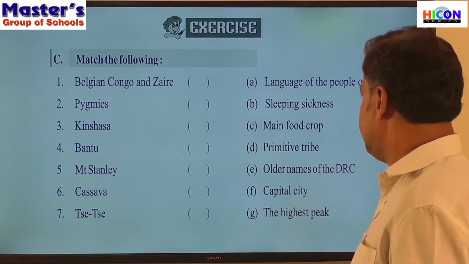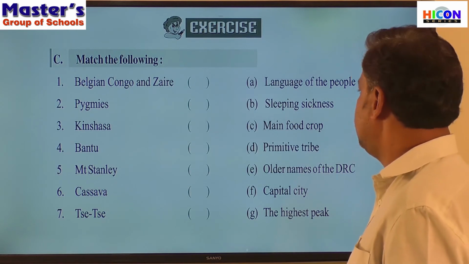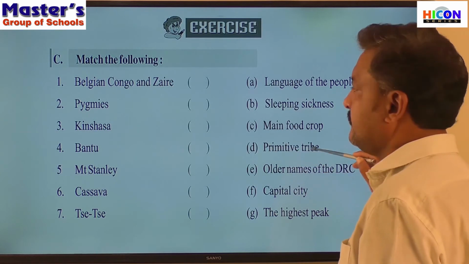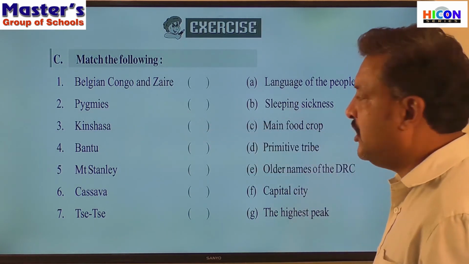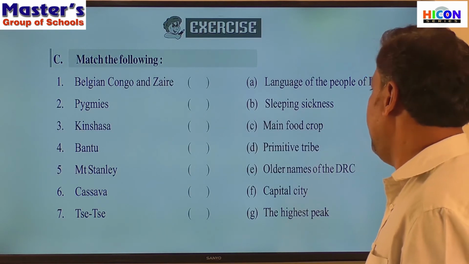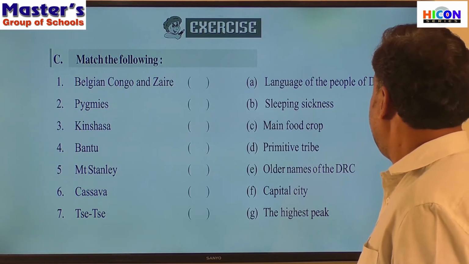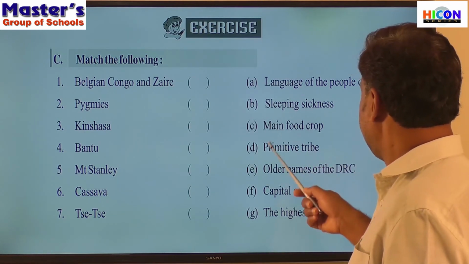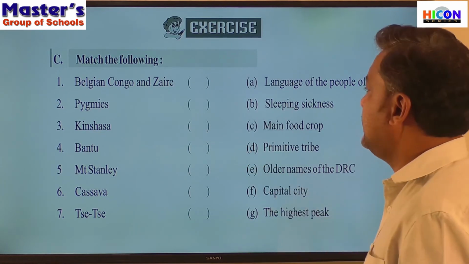Second, Pygmies. Pygmies, for primitive tribe. Pygmies are the primitive tribe of DRC. Kinshasa. Kinshasa is one of the major cities over there. It is a capital also. It is capital city. Kinshasa is a capital city.